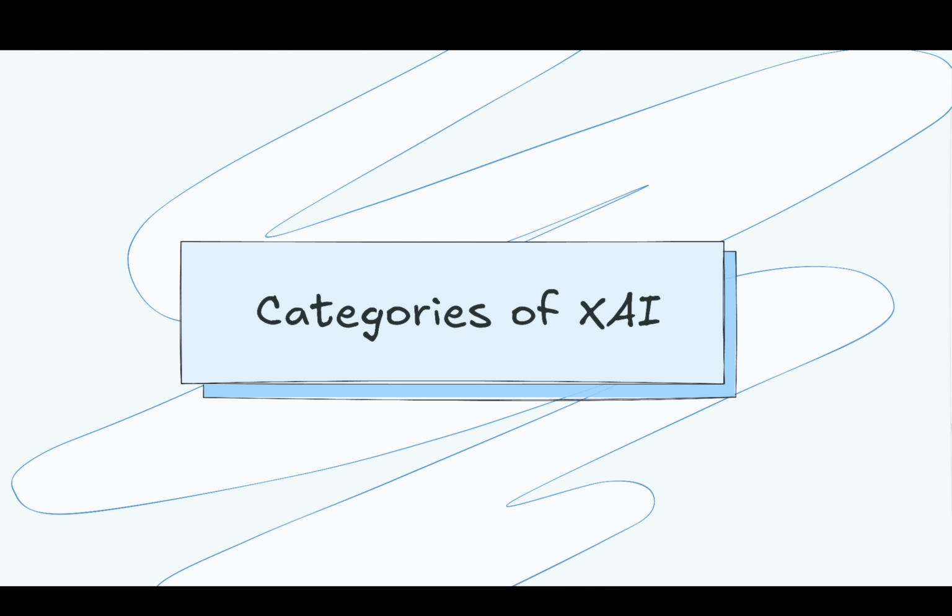Now let's talk about some of the categories of explainable AI. These categories help us understand different approaches to making AI models more transparent. Let's break them down one by one.